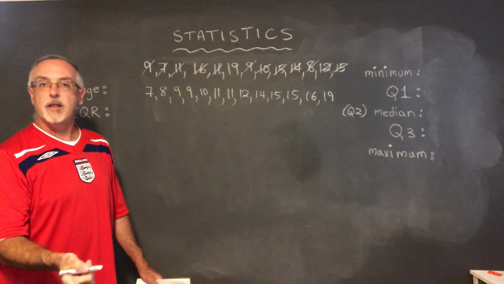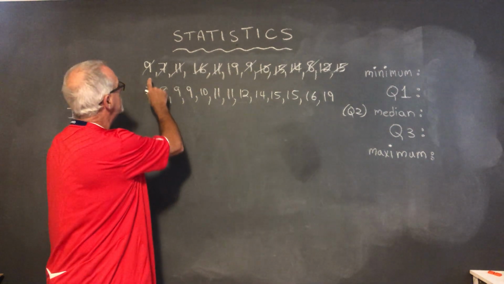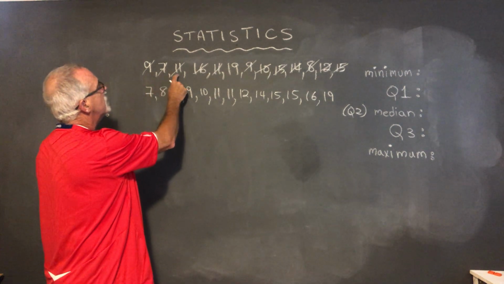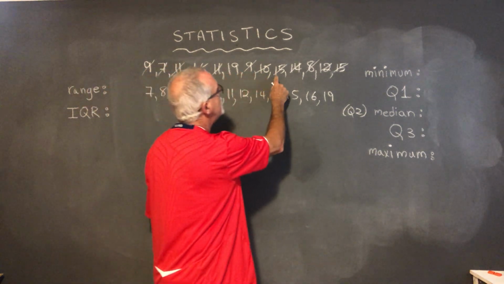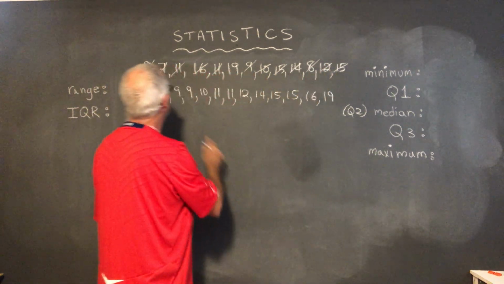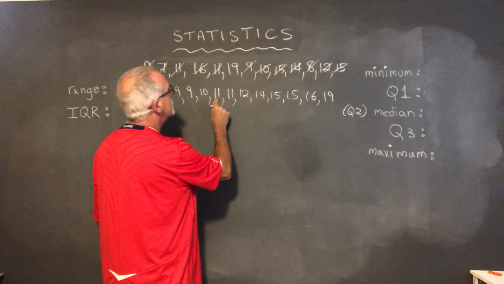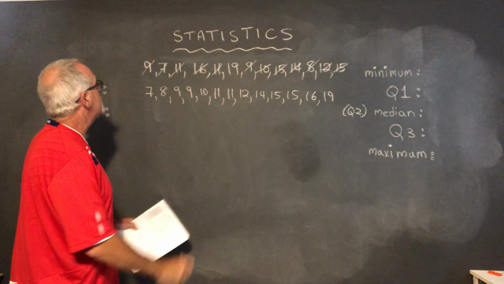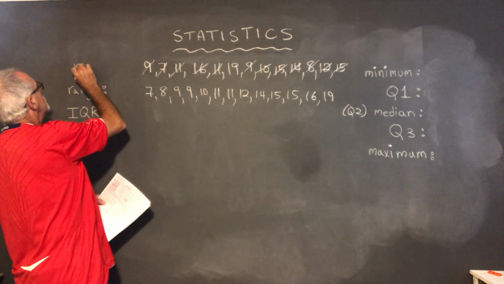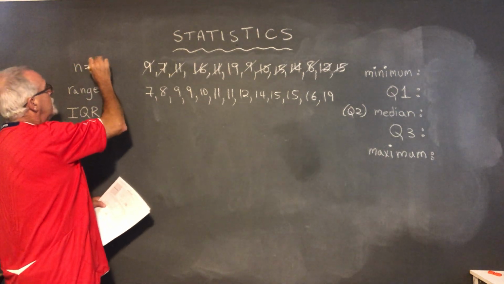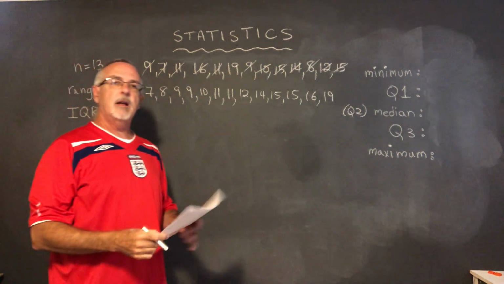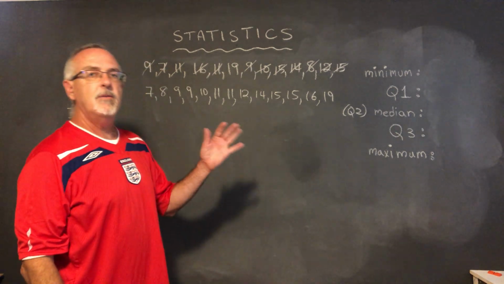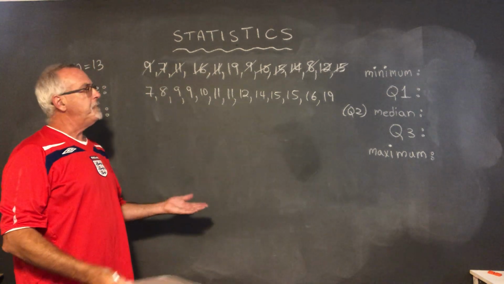But there's the other thing that we can do to avoid mistakes, which is count them. Sample size: 1, 2, 3, 4, 5, 6, 7, 8, 9, 10, 11, 12, 13 values. Okay, I think I have not made a mistake. The sample size is 13. 13 is another number that's fairly convenient when you're trying to find a median.